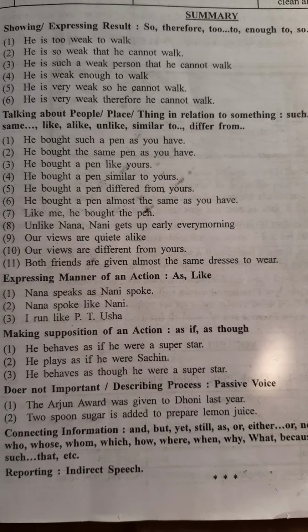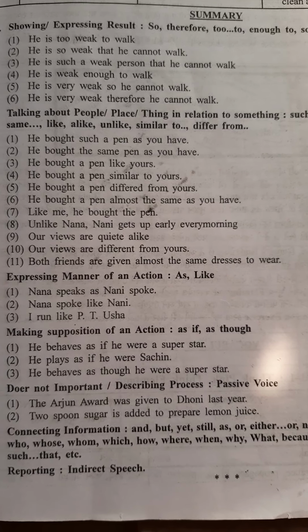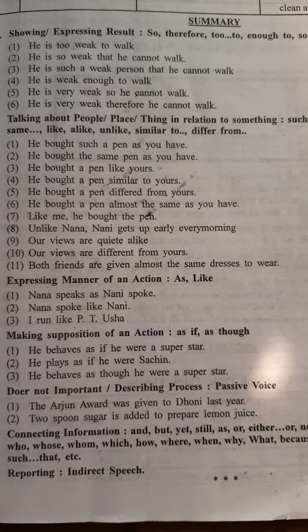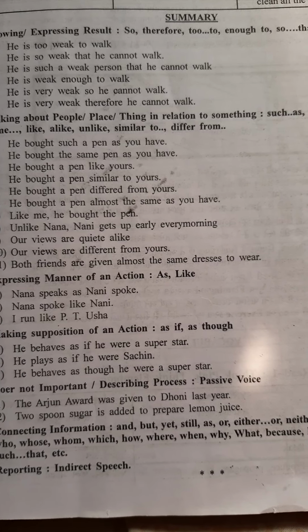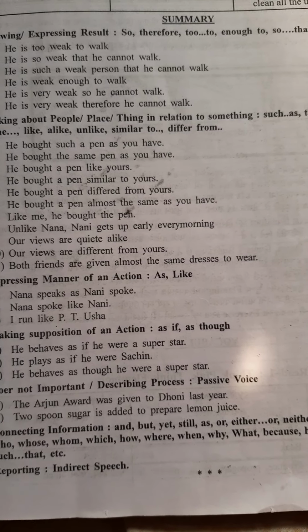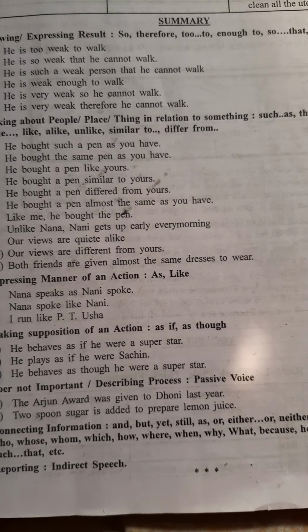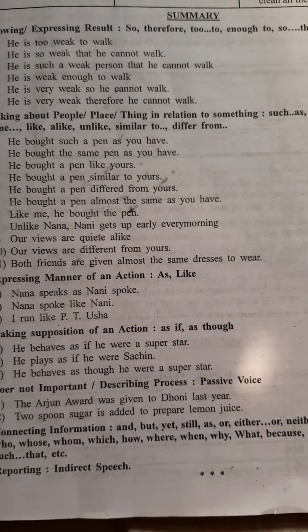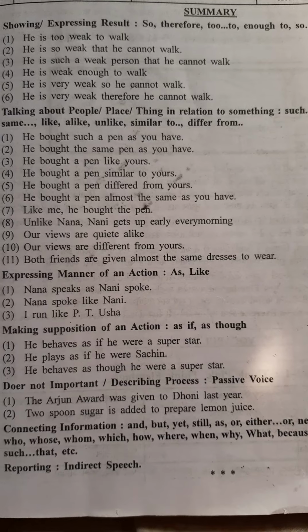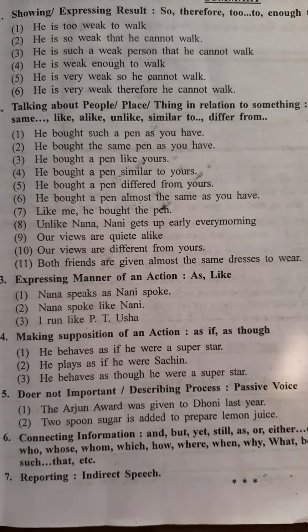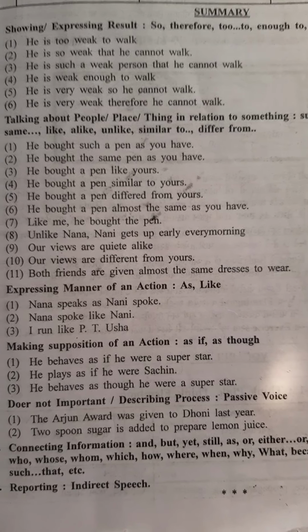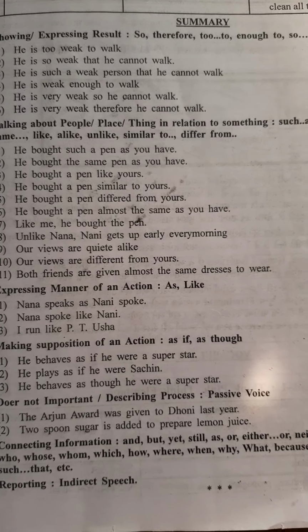So these are the uses of showing result and how to identify. You can see the trick. If you see in the sentence so, therefore, to, enough to, so that or such that, then it is showing result. Okay, now next, talking about people, place, thing in relation to something.